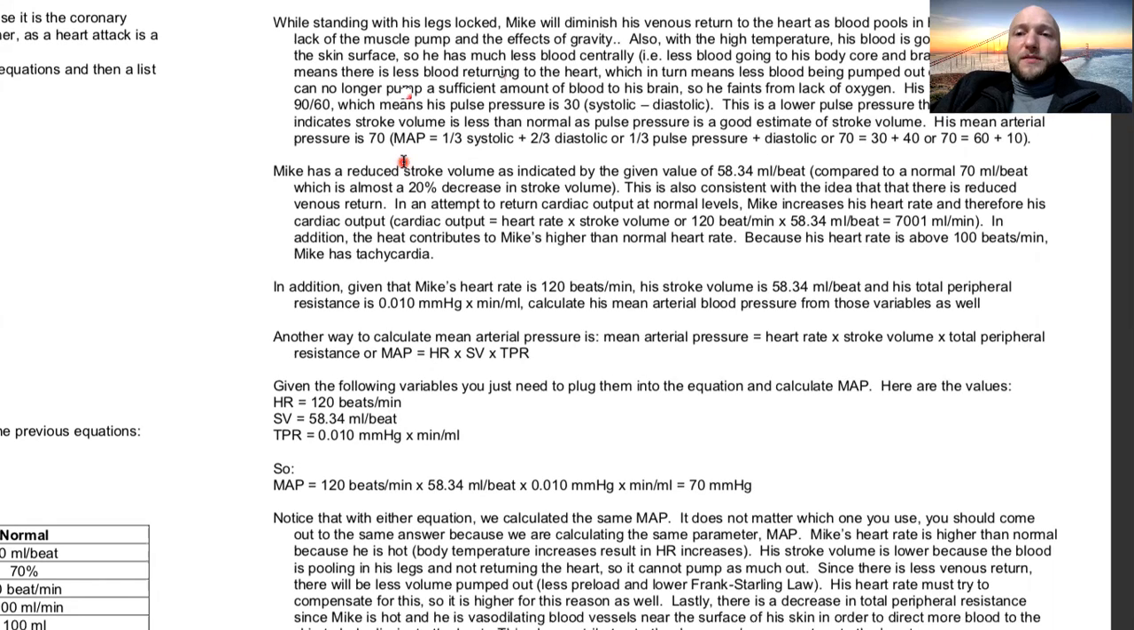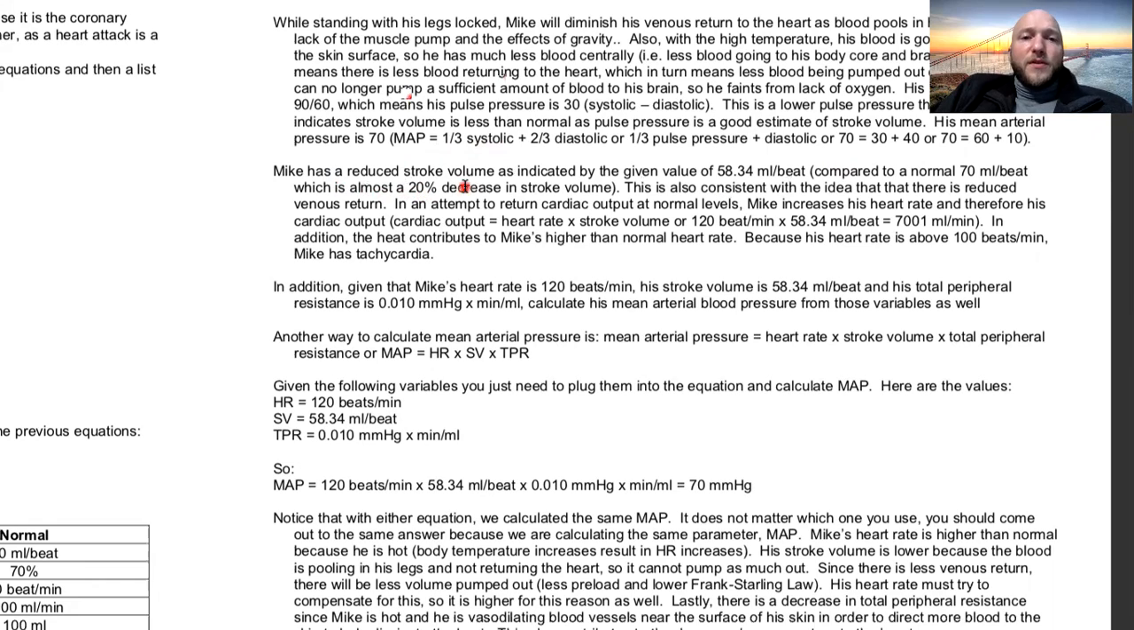This is a lower pulse pressure than normal, which indicates stroke volume is less than normal, as pulse pressure is a good estimate of stroke volume. Blood's not returning to his heart, so he's not able to pump it out. His MAP is 70.